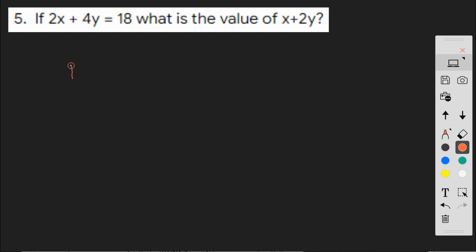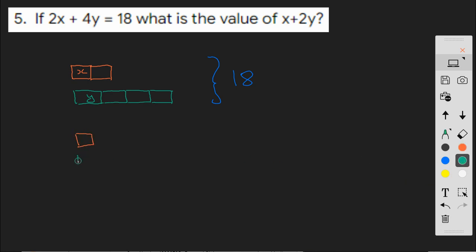Okay, we've got quite a clever little question here, and I'm just going to use a bar model to illustrate what's going on. So those are my x's there, and my y's. Again, we don't know what these numbers are, but you'll see that all my y's are the same size, and all my x's are the same size. And what we're told is that these 2x and 4y together make 18. And what we're being asked in the question is what is 1x and 2y.